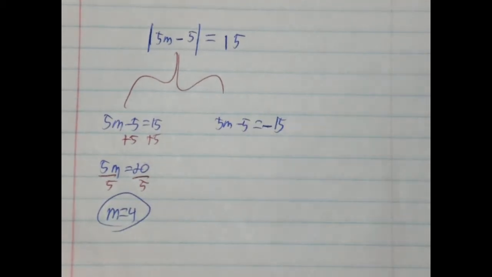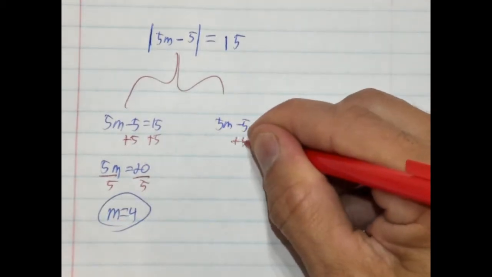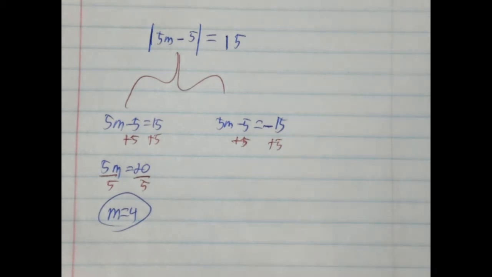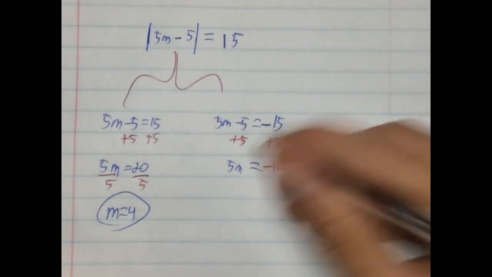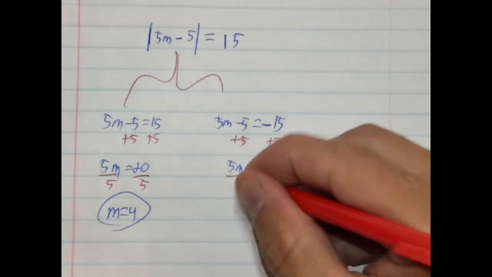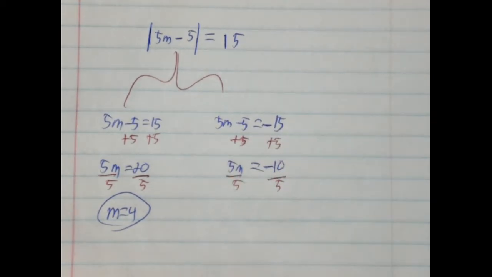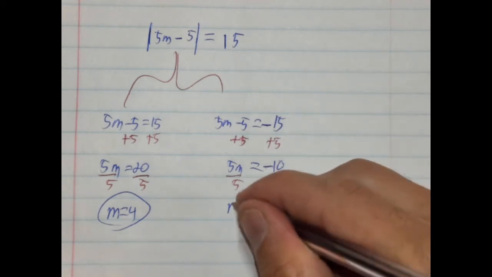All right, now over here, we're going to add 5 to both sides. Okay, negative 15 plus 5 is negative 10. And then we're going to divide both sides by the coefficient, which is 5. And look at that, m is equal to negative 2. Okay.